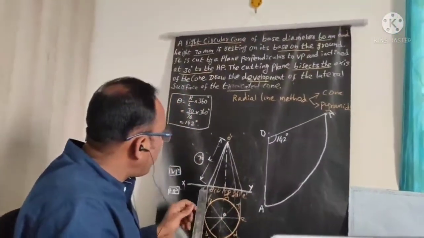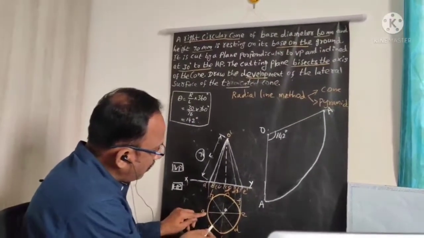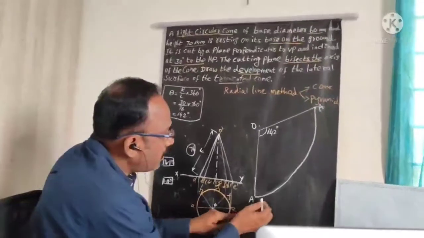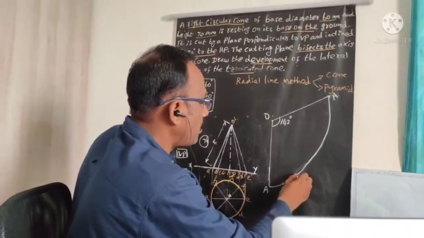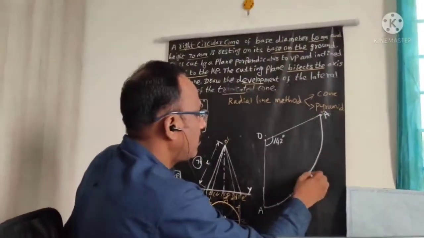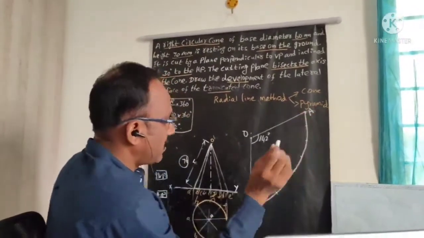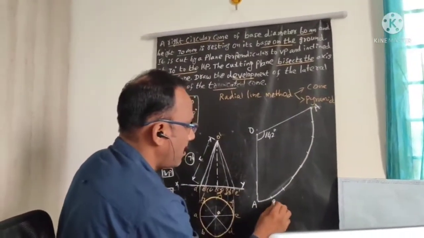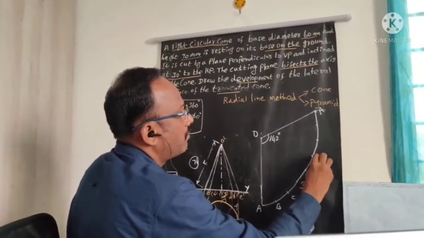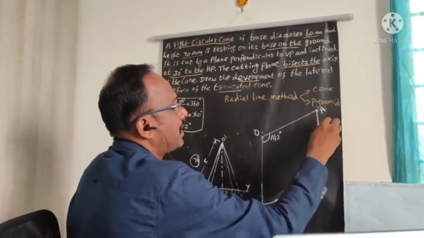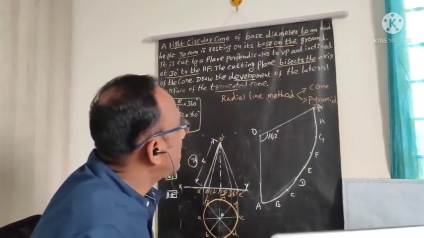Now, I am going to divide this into the 8 points we already marked. For which you take the measurement AB with the compass or divider, and from here I am going to mark it. Similarly, BC. I am going to divide into 8 divisions: 1, 2, 3, 4, 5, 6, 7, 8 divisions. So, I am going to give the names B, C, D, E, F, G and H. This is my point, right? G and H.